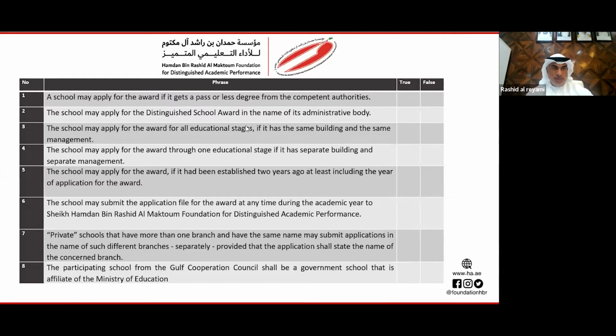Private schools that have more than one branch and have the same name may submit applications in the name of such different branches separately, provided that the application states the name of the concerned branch. Yes, if you have different branches, you can apply separately. The participant school from the Gulf Cooperation Council should be a government school affiliated with the Ministry of Education. I'll answer this is true, yes.